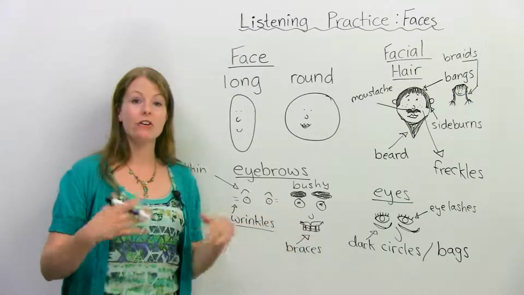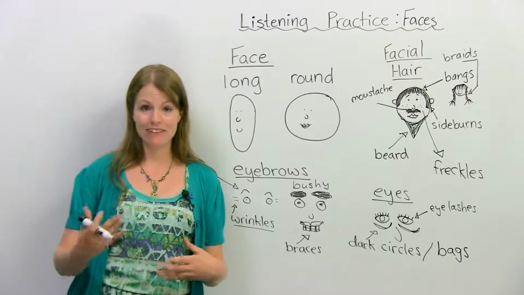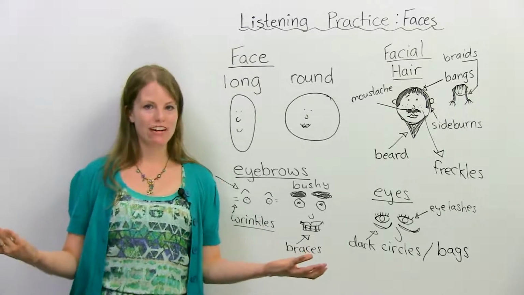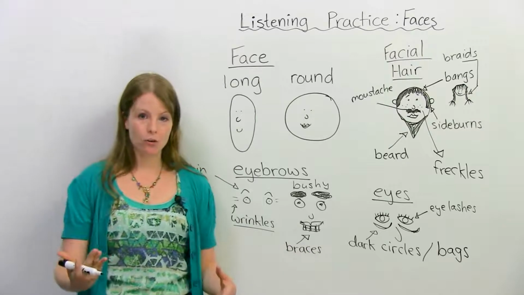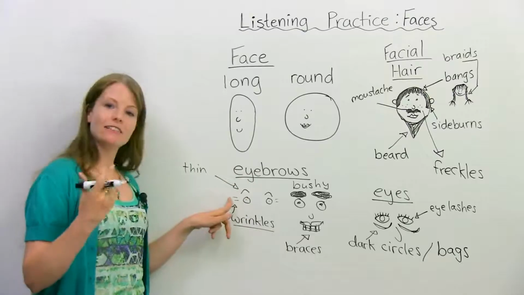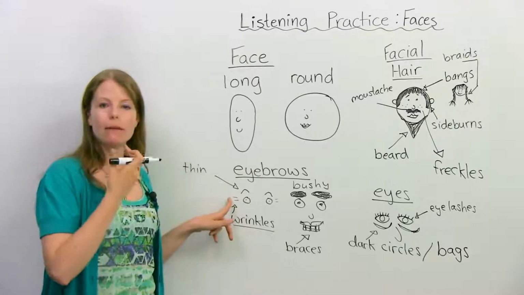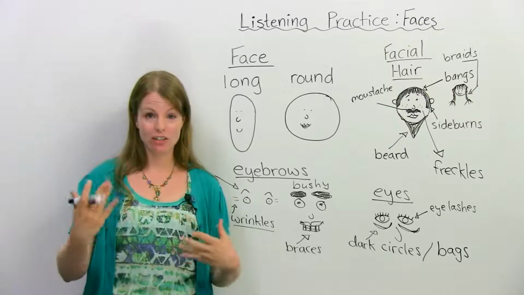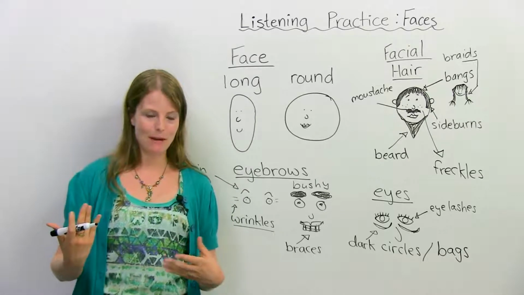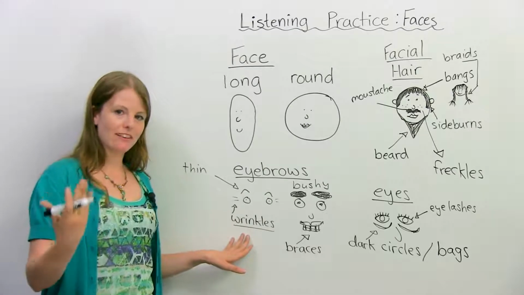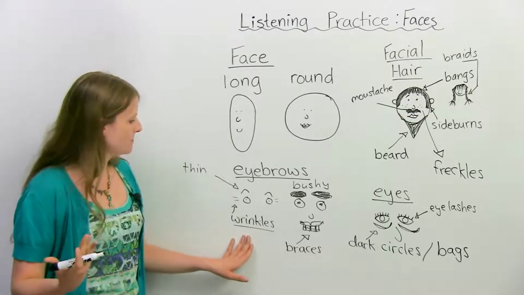Okay, another thing you're going to hear during this listening activity is I'm going to talk about wrinkles. So what's a wrinkle? Well, as you get older, your face starts to develop these lines, usually around the eyes or maybe around your smile. And we call these age lines wrinkles, okay? So here's the spelling of that word. So you'll be hearing this word during the listening activity.